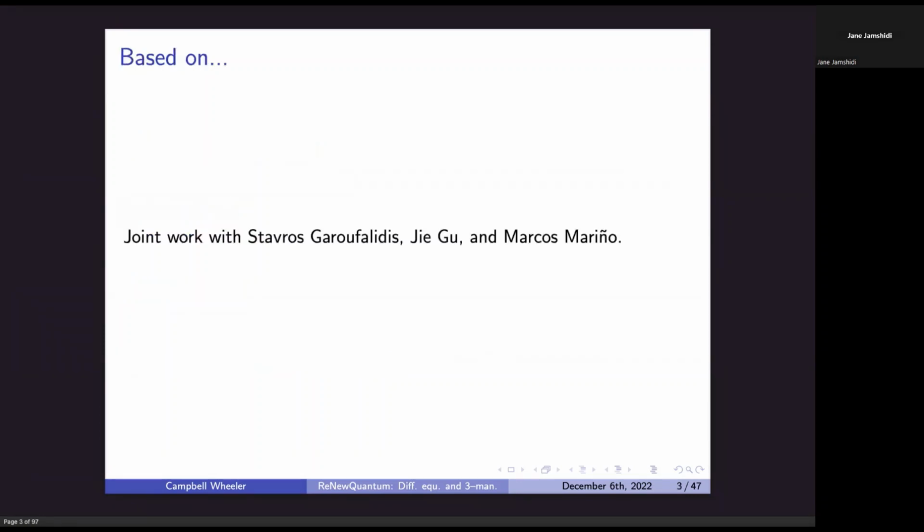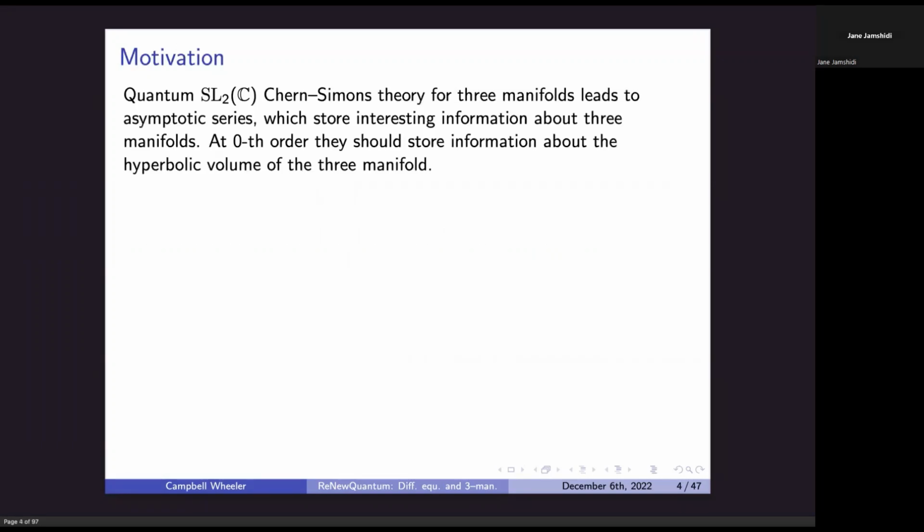This is all based on joint work with Stavros Garoufalidis, Jie Gu, and Marcos Mariño. The initial version of some of the calculations that I'll talk about are based in their joint work that was previous to our collaboration. And so I'll talk about the analogues of some of their conjectures in the case of closed manifolds.